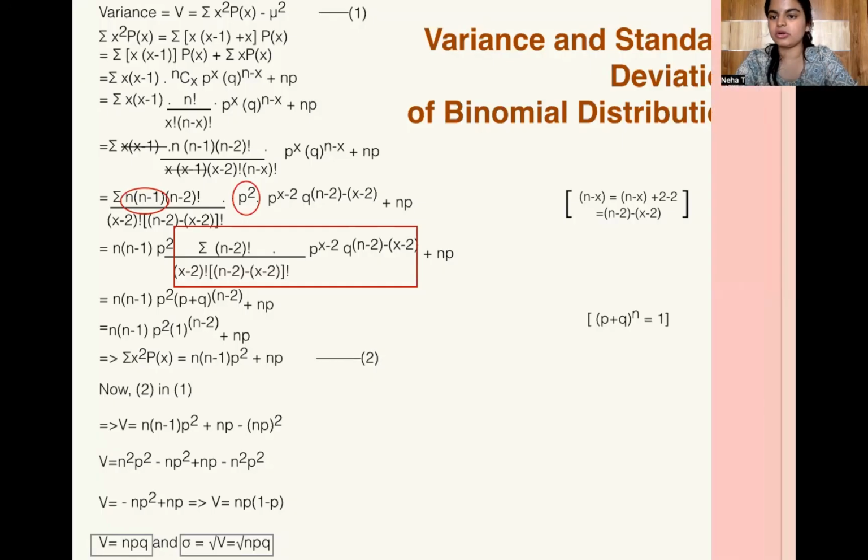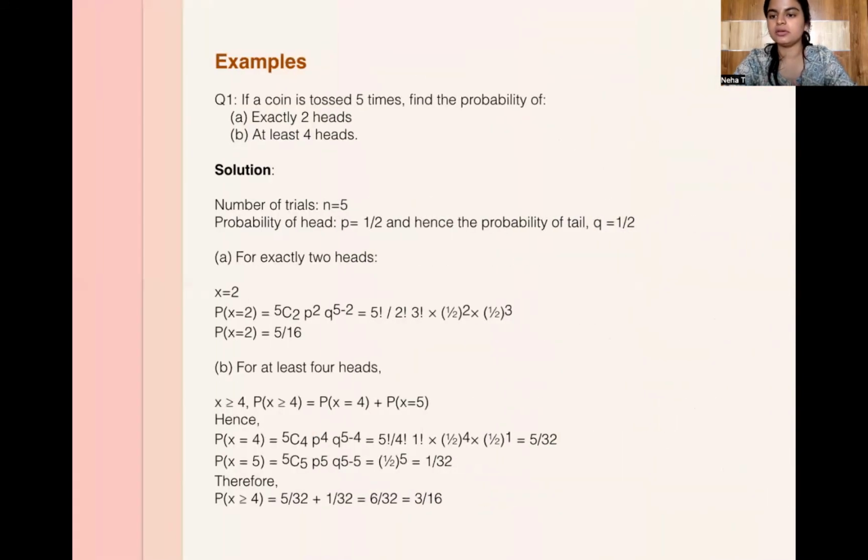Next we'll be solving two problems related to the binomial distribution, two easy problems. If a coin is tossed 5 times, find the probability of exactly 2 heads and at least 4 heads. Okay, so this is the question. So the number of trials we have is 5. It's mentioned there in the question.